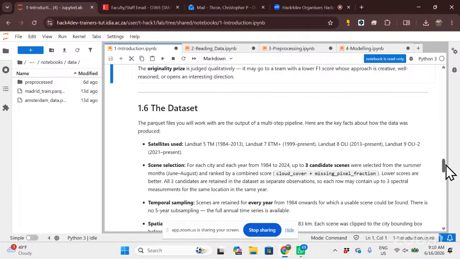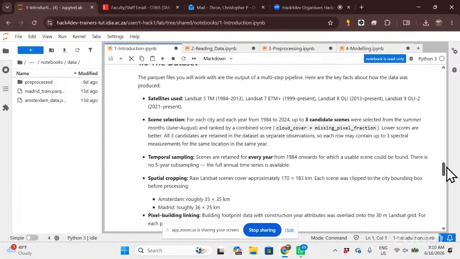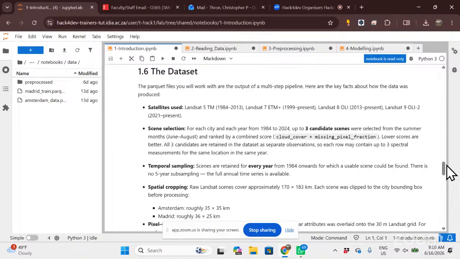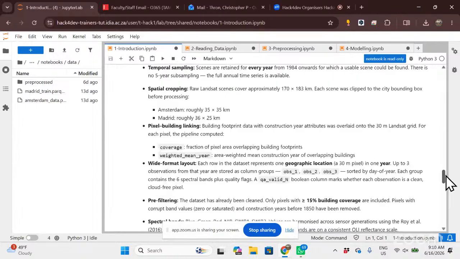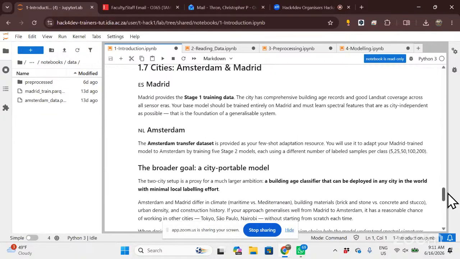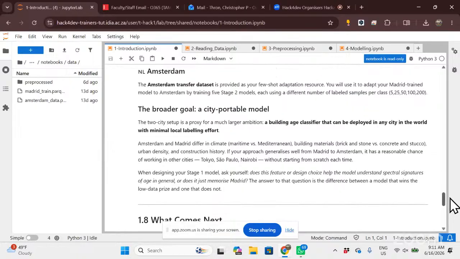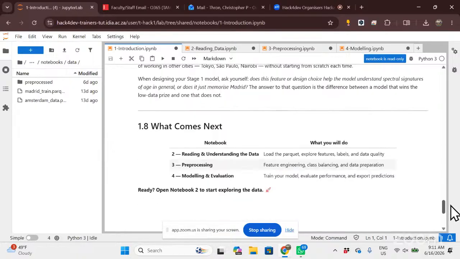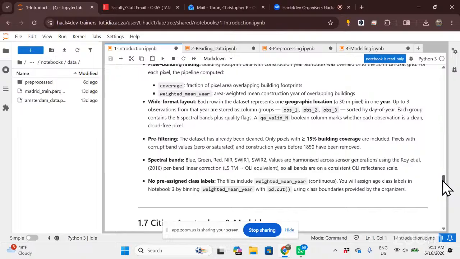All right. So essentially, let me not go into this in too much detail, but you should read about how the data is formed, and the 2 cities. You get some background of the 2 cities, and again, we want a city portable model. Okay, and I hope you read this also.